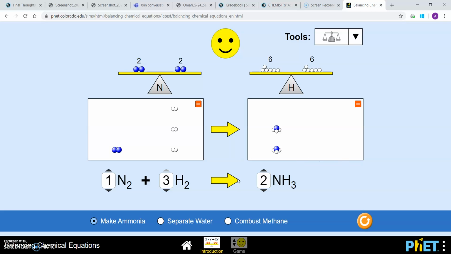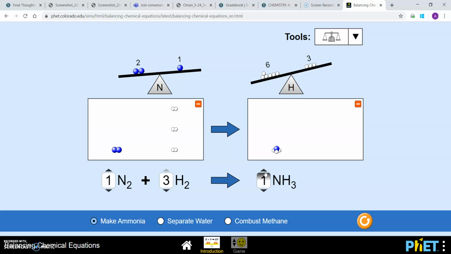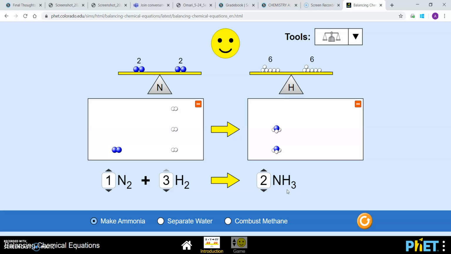Why do we change the coefficients versus changing the subscripts? Well, if we change the subscript, we're changing the molecule. If we're making ammonia, it's got to be NH3. We can't change that. So NH2, NH4 will be a completely different chemical. May or may not exist, but it wouldn't be the thing that's actually desired in the reaction.